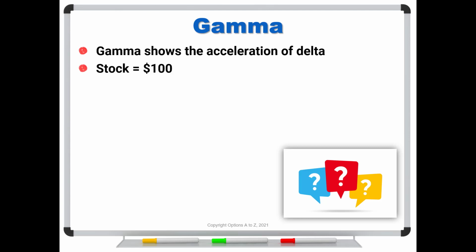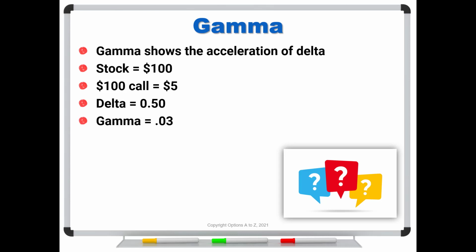So let's say that the stock is trading for 100 and the broker's platform says that the $100 call is trading for $5. So it's an at the money option. And our broker's platform also says that it has a delta of a half. And that's generally going to be true for the at the money option, regardless of the time to expiration. Now we also look on our platform and we find out that gamma is 0.03. So what this means is that if the stock makes a $1 move right now to 101, your option's price is going to increase by delta.